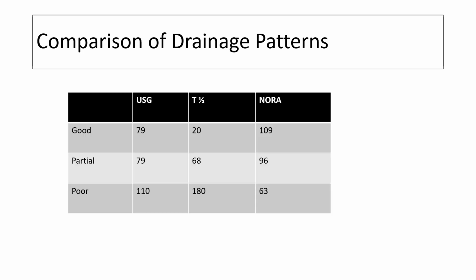When we do a comparison of these drainage parameters, we find that there are 79 patients who show good drainage on ultrasonography as compared to only 20 with T-half and about 109 with NORA. Likewise, the numbers are different when we take into consideration what is determined as poor drainage by sonography, T-half and NORA.